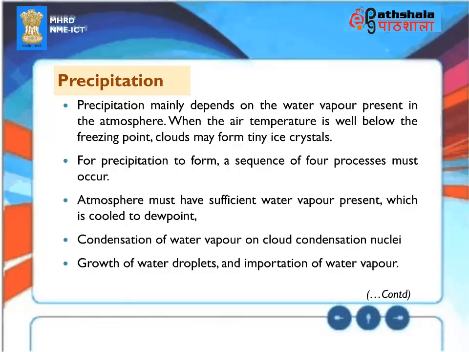Precipitation mainly depends on the water vapor present in the atmosphere. When the air temperature is well below the freezing point, clouds may form tiny ice crystals. For precipitation to form, a sequence of 4 processes must occur. Atmosphere must have sufficient water vapor present, which is cooled to dew point. Condensation of water vapor on cloud condensation nuclei. Growth of water droplets and importation of water vapor.